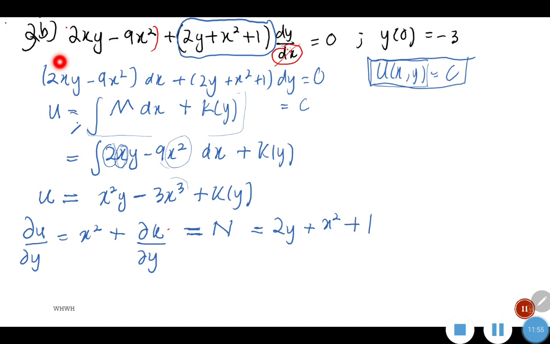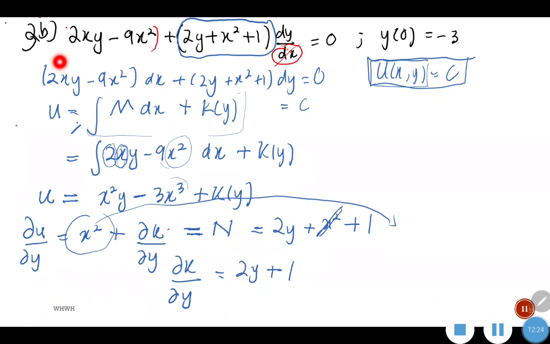Okay, we have done the exactness test tadi, so meaning that it is verified. Del u over del y is equals to N. So by having this, kita boleh dapatlah what is our del k del y. Okay, maknanya x square ni pergi ke sini dan akan di-cancelkan dengan yang ni, so you just left with 2y plus 1 as your del k del y.